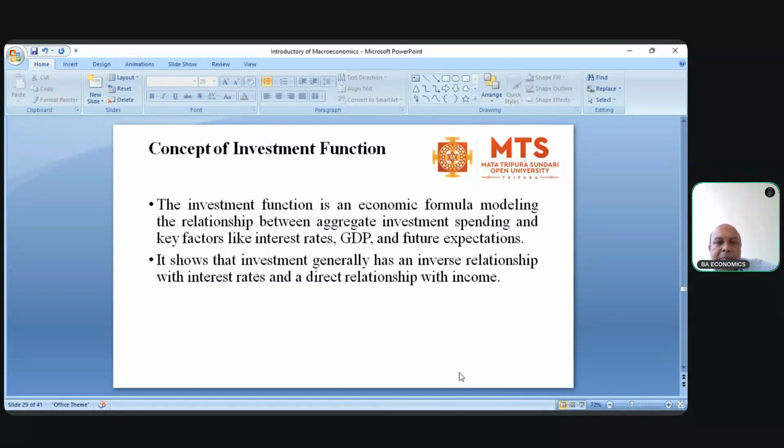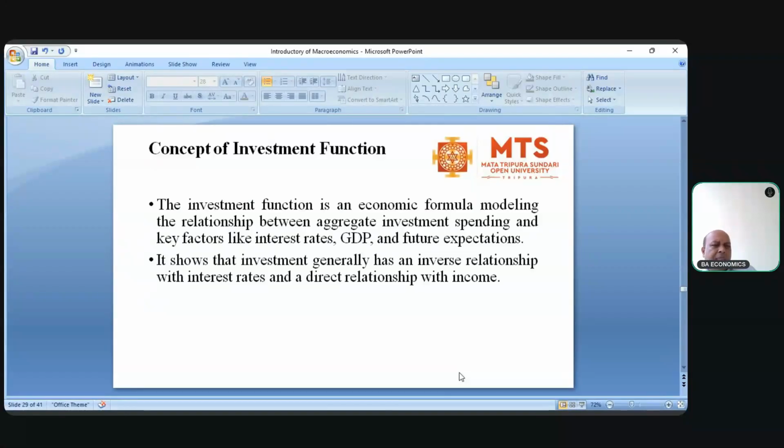It shows that investment generally has an inverse relationship with the rate of interest and a direct relationship with income. So these are the basic factors which affect investment. Investment is affected by the rate of interest and by income. It is also affected by gross domestic product and future expectation. We find that if the rate of interest increases, then the investment level will decrease, and if the rate of interest decreases, then the investment level will increase.